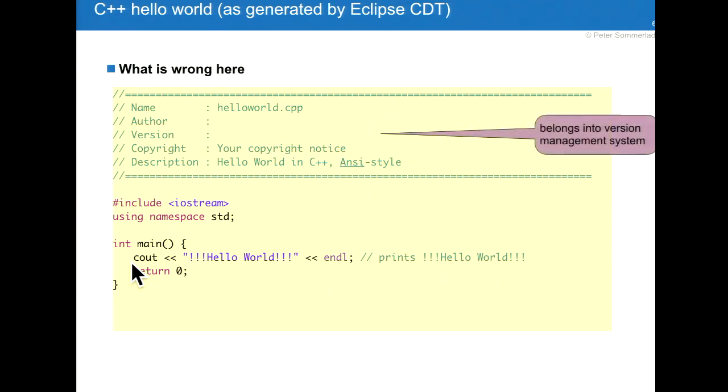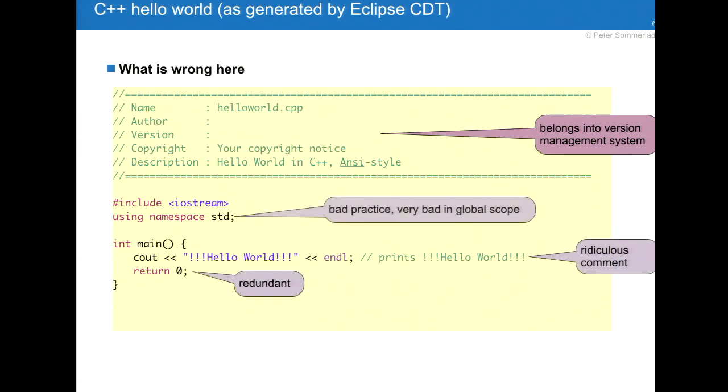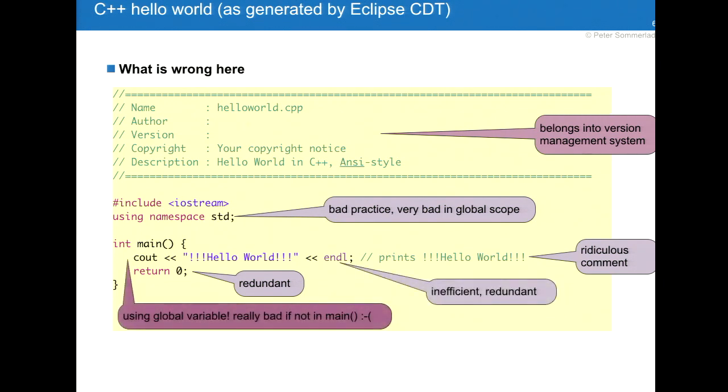So let's see if we collected everything. This doesn't belong there. That comment is ridiculous. That's redundant. Using namespace, as you pointed out, is bad practice. Handle is inefficient and redundant. And the global variable is okayish in main. So hello world is still okay, but not anywhere else. Questions? Okay.